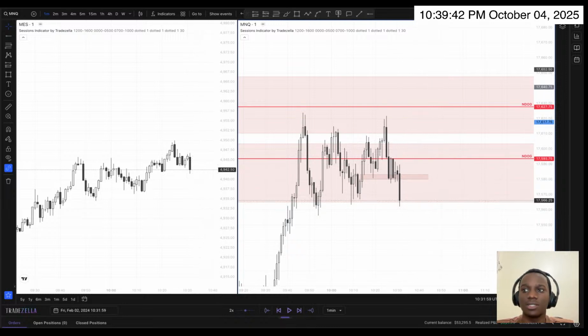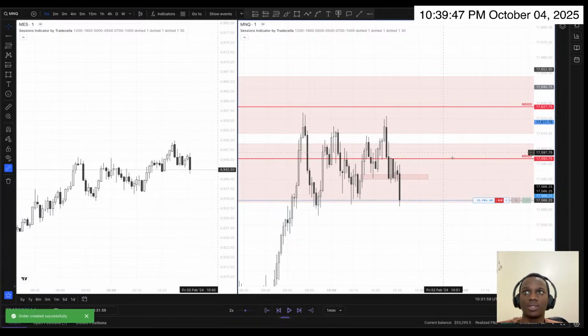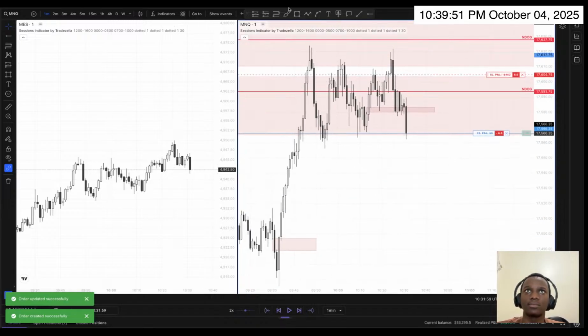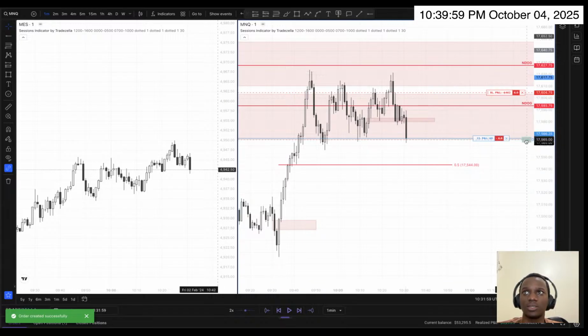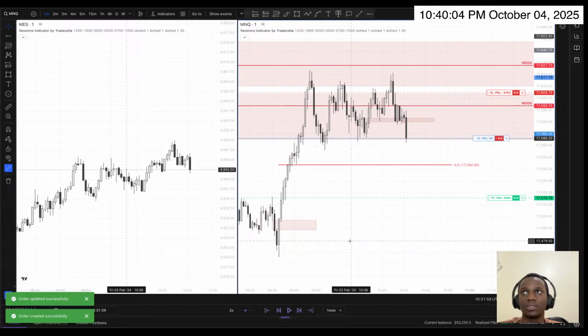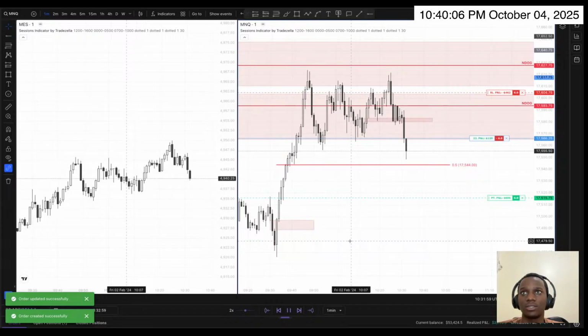Let's see, if we sell this and put our stop loss right there, still the discount of this, from here to here, will be below. So if it reaches here, we move our stop loss.